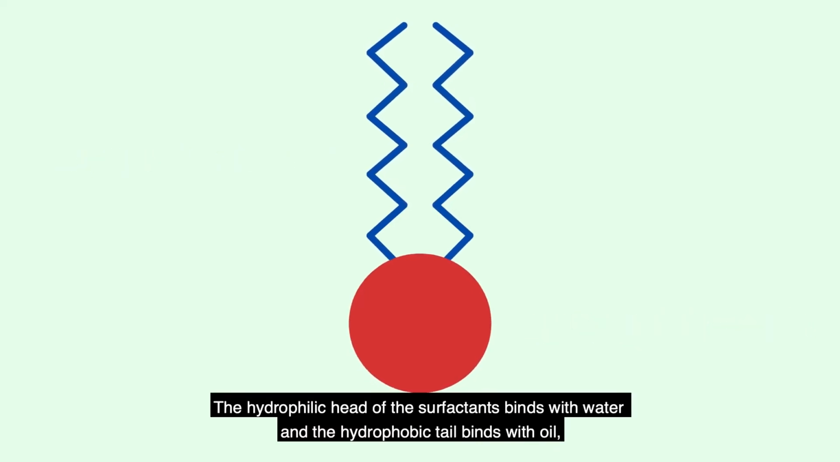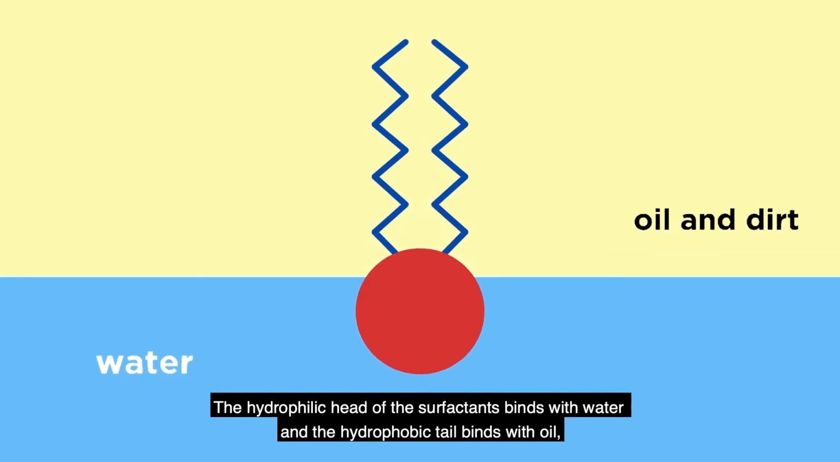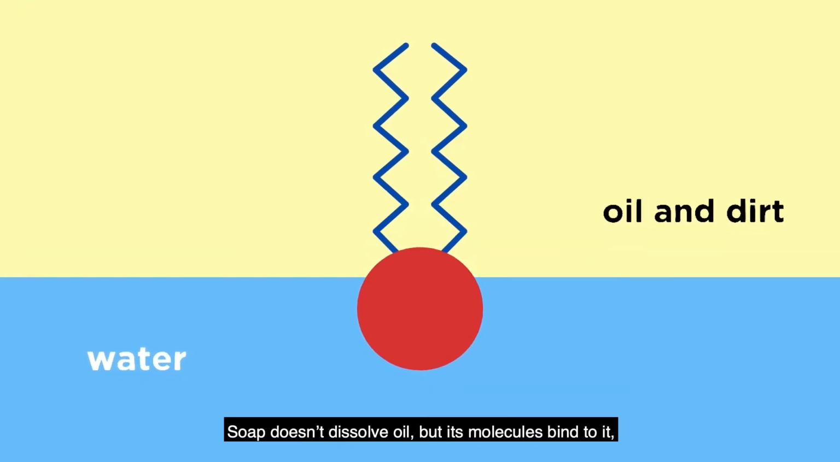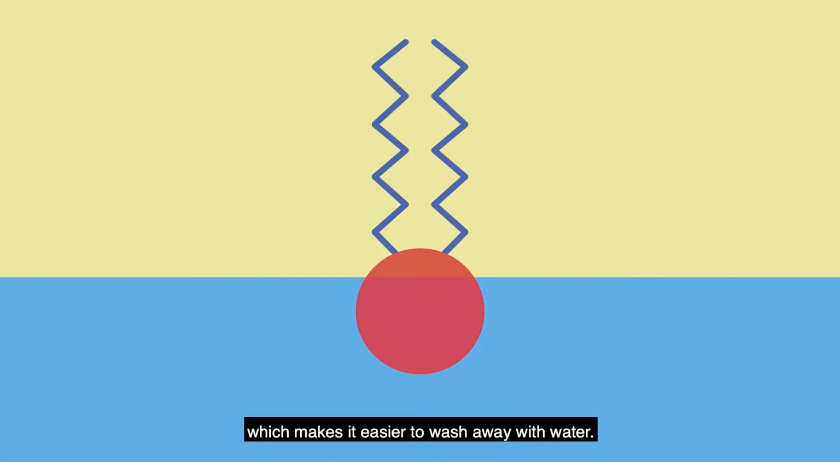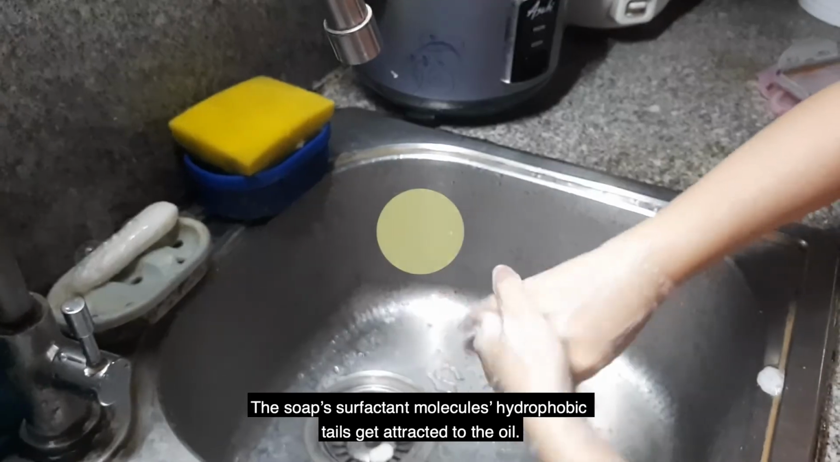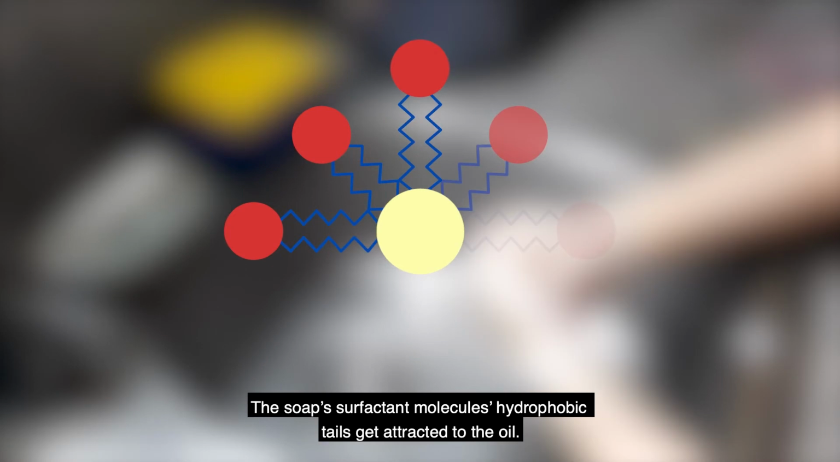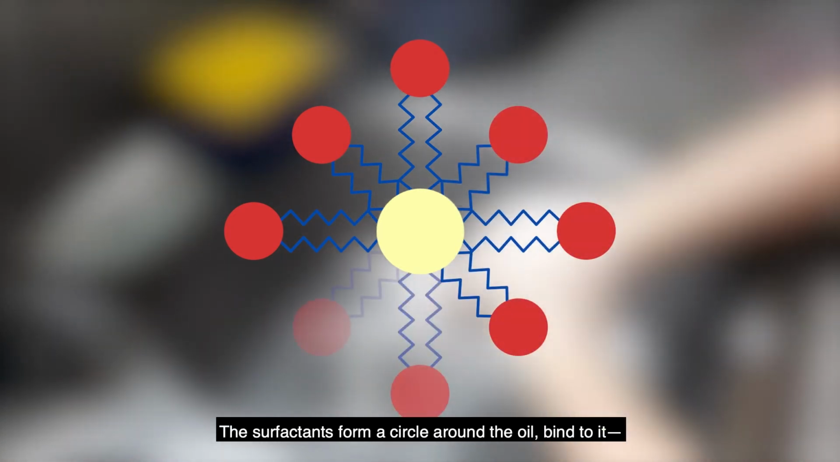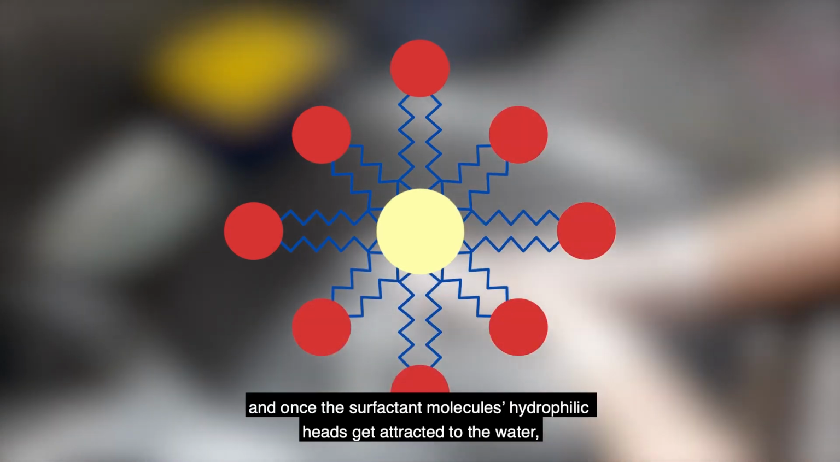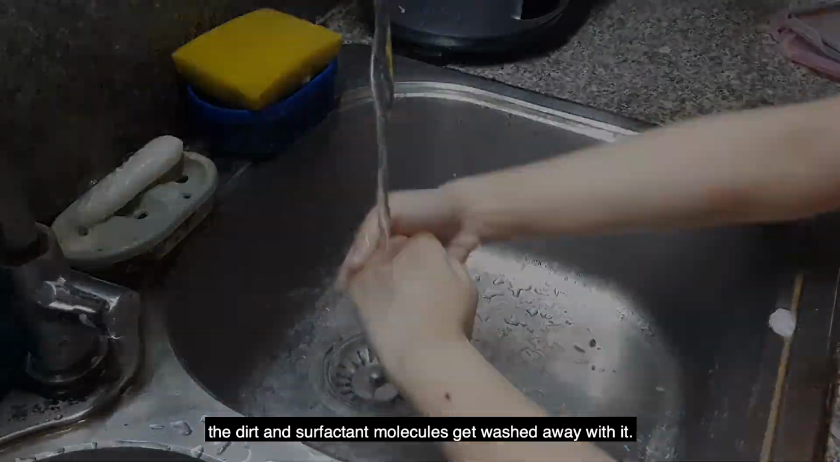The hydrophilic head of the surfactants binds with water, and the hydrophobic tail binds with oil and the dirt bound to the oil. Soap doesn't dissolve oil, but its molecules bind to it, which makes it easier to wash away with water. Washing our hands with soap involves a chemical reaction. The soap's surfactant molecules' hydrophobic tails get attracted to the oil. The surfactants form a circle around the oil, bind to it, and once the surfactant molecules' hydrophilic heads get attracted to the water, the dirt and the surfactant molecules get washed along with it.